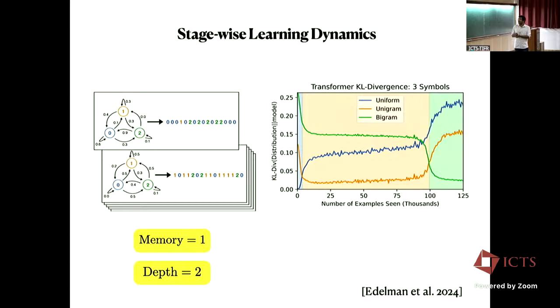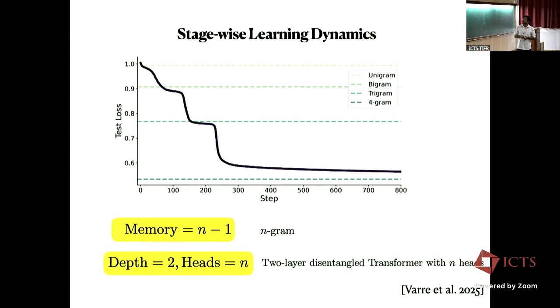To understand this in more detail, especially theoretically, the following work tried to analyze it. They consider a generic n-gram, meaning the memory is n minus 1. That's just notation. And they consider again the disentangled transformer we saw, just 2 layers, but with n heads, for simplification. They observe the following picture. If you're training to learn a 4-gram, the loss goes through these many stages. First the unigram, then it gets stuck at bigram for a while, then goes to trigram, and eventually it reaches somewhere close to 4-gram.